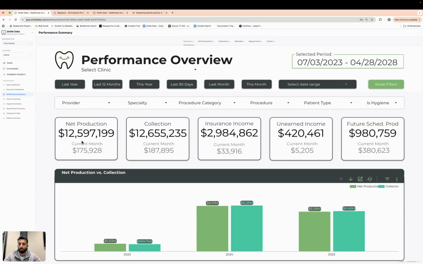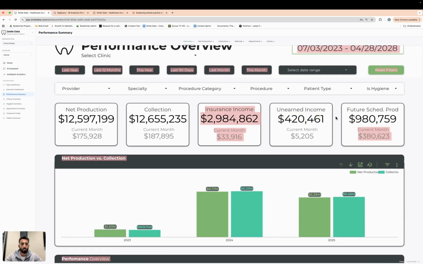So we have a net production area that you can see over here. We have collections over here. As you can see, the collections are actually higher than the net production. This means your cash management strategy for whatever you've been doing for the past 5 years has been excellent, because you can see the collections have been more than the production, right? We can also see insurance income that has come in, and the earned income that you need to be earning. Then we also see future scheduled production, right?